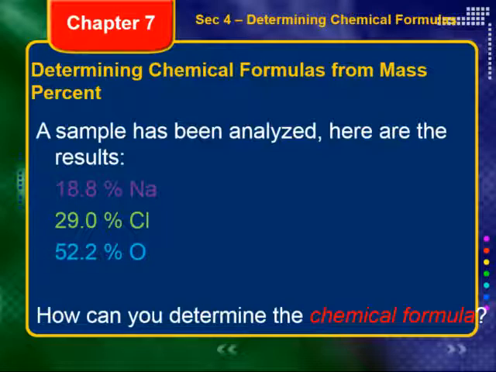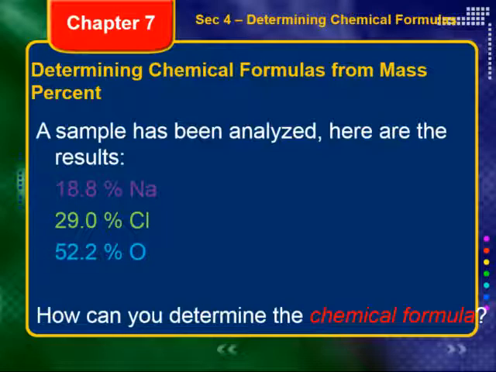Now, we can go all the way through here determining chemical formulas from mass percent. As a result of being analyzed, here are some results: 18.8% sodium, 29.0% chlorine, 52.2% oxygen. How can you determine the chemical formula?